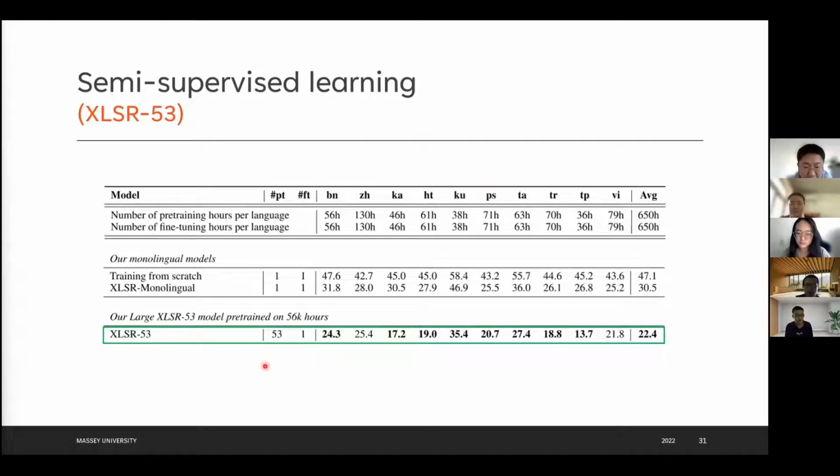So as you can see, compared to monolingual training from scratch, the XLR systems, which are pre-trained on 53 languages and fine-tuned on single languages, produce very good results. The gains are very good because compared to 47, they achieve 24 on Bengali, and the trend is the same for the rest of the languages. So these semi-supervised learning approaches fairly improve the performance in low resource settings.